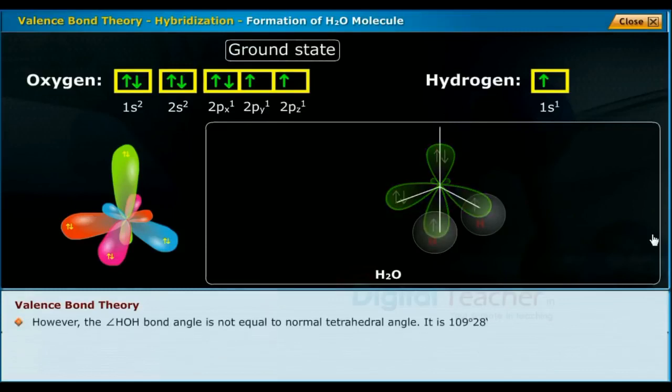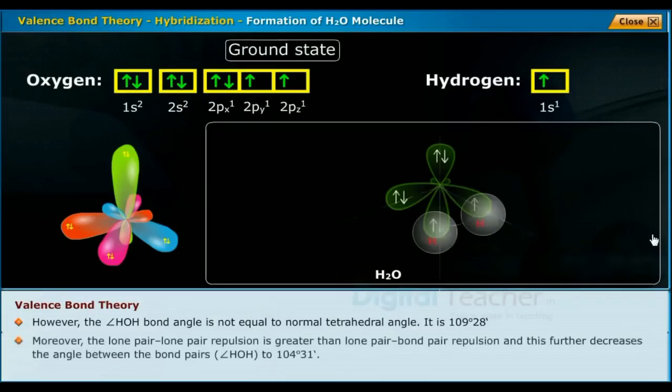However, the bond angle in water molecule is not equal to normal tetrahedral angle. It is 109 degrees 28 minutes. Moreover, the lone pair repulsion is greater than lone pair bond pair repulsion, and this further decreases the angle between the bond pairs to 104 degrees 31 minutes.